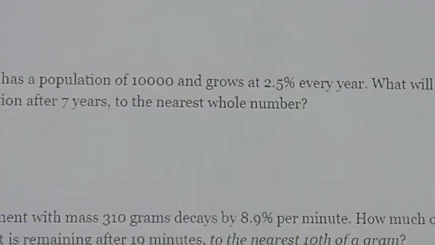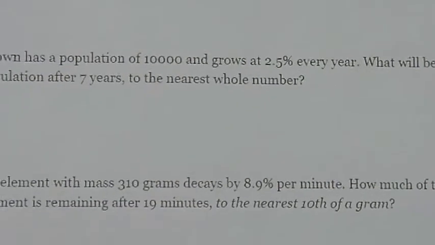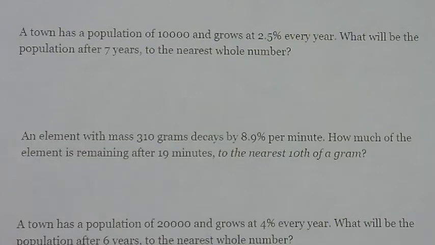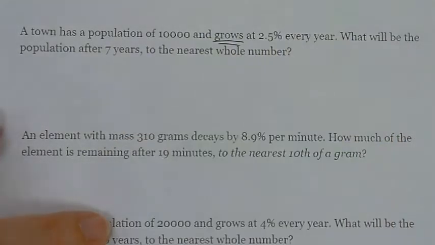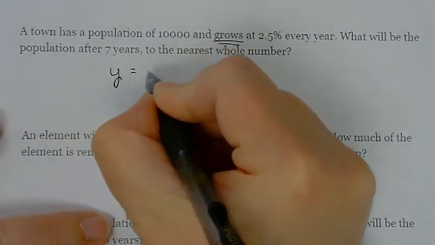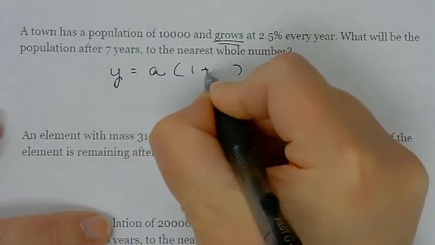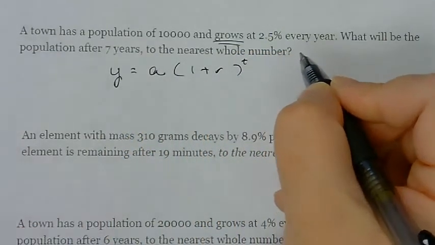So it says a town has a population of 10,000 and grows at 2.5% every year. What will the population be to the nearest whole number? So the first thing we have to decide is if we have a growth or decay problem. And this one says that it grows, so I know that it's going to be a growth problem. And the equation for that is y equals the initial amount times 1 plus r to the t power.